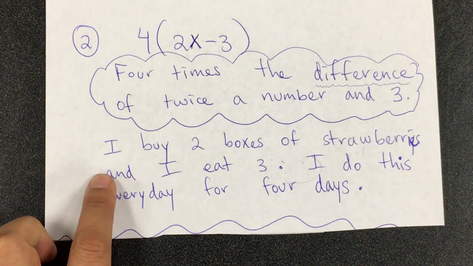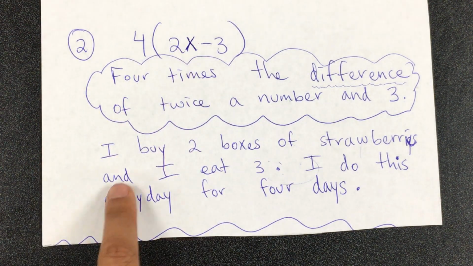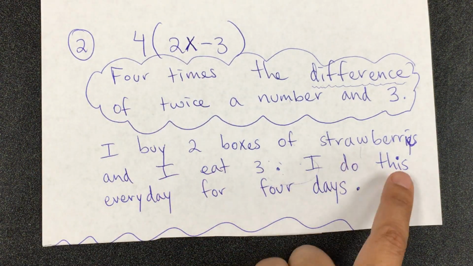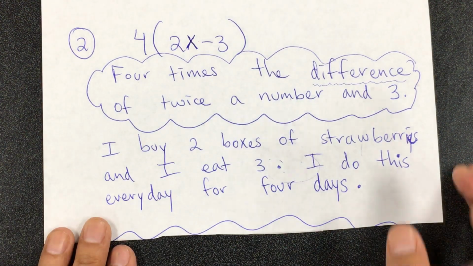This is another scenario. I buy 2 boxes of strawberries and I eat 3. I do this every day for 4 days. So those are the 4 days. Okay, let's look at a different example, number 3.